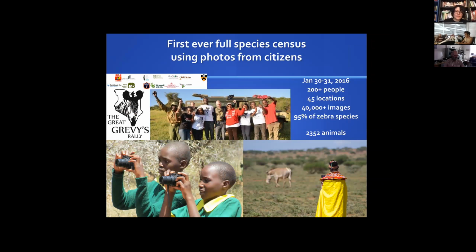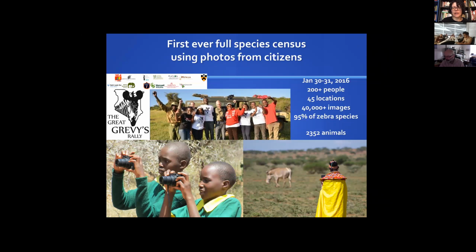Using this, in January 2016, we did the first ever full species census of the Grevy's zebra using photographs from just people driving around the country for 2 days. 95% of Grevy's zebras are in Kenya, and for 2 days, people from school kids and local tribal chiefs to U.S. Ambassador to Kenya Bob Godec and tourists with telephoto cameras took more than 40,000 images. We analyzed them all and gave the most accurate census of the species ever, which unfortunately is still too low: 2,352 animals.